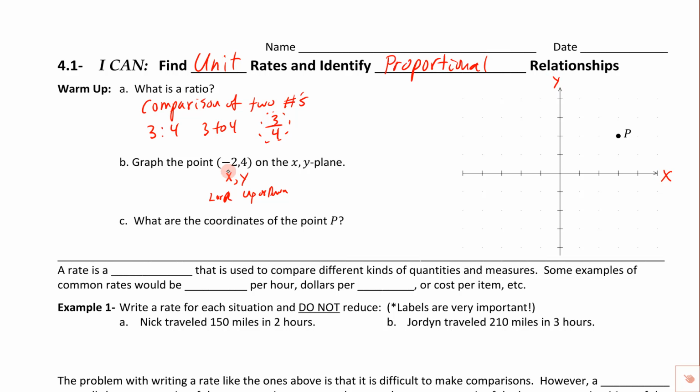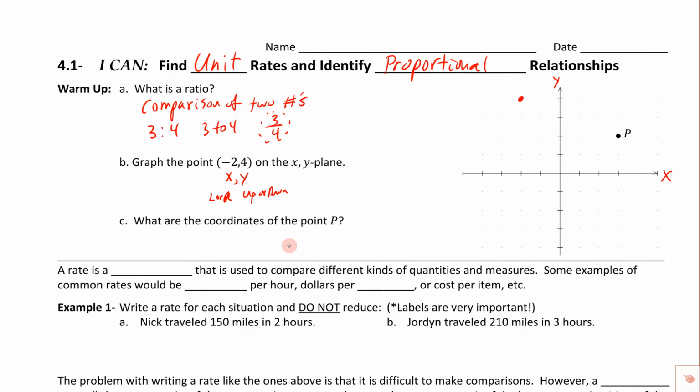So we're going to go to -2 on the x-axis, so that means we're going to go back 2 units. And then the y-coordinate is +4, so that means we're going to go back 2 units and up 4. So 1, 2, 3, 4. So we're going to end up right there. Okay, that's the point that we're interested in on part B.